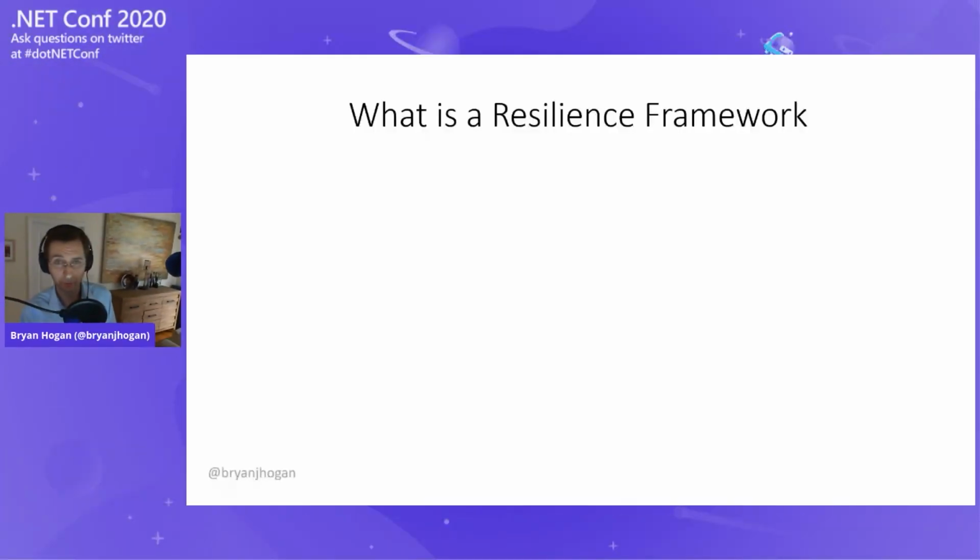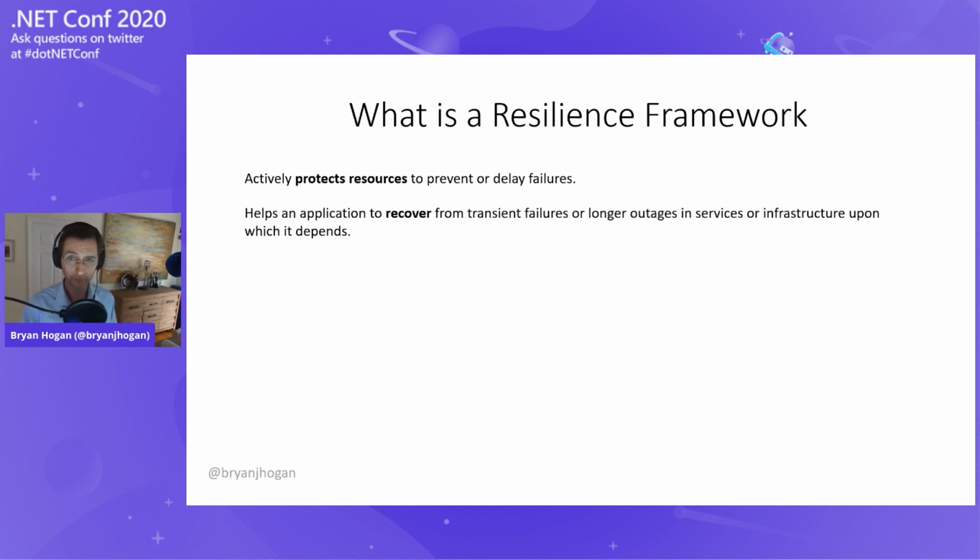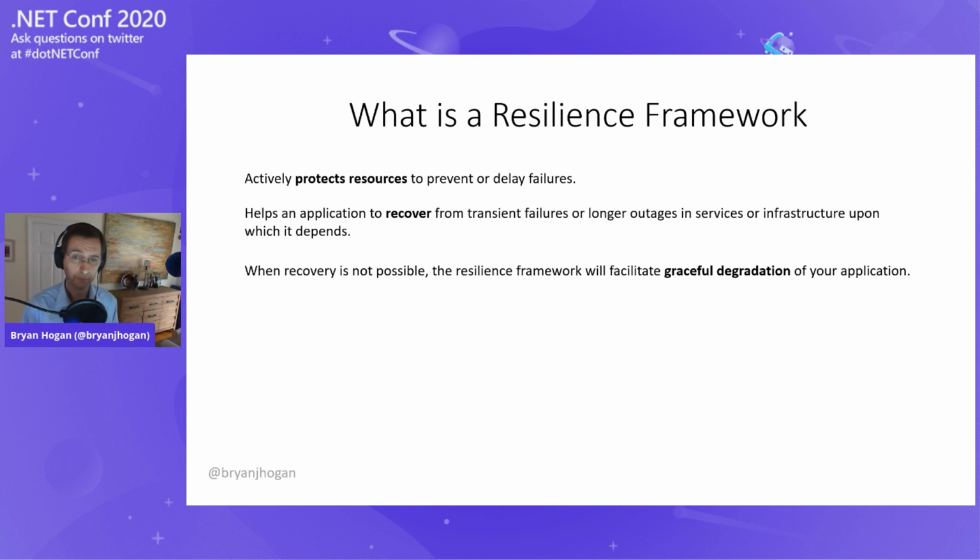When I started working with Polly, and when I started working on a Pluralsight course for it, I looked to see if there was any definition out there of a resilience framework, and there wasn't, so I came up with my own. From my perspective, a resilience framework actively protects resources, restricting the amount of memory, threads, and sockets that an application can use. When possible, it will let you recover from a failure through something like a retry, and if recovery is not possible, it will facilitate graceful degradation.